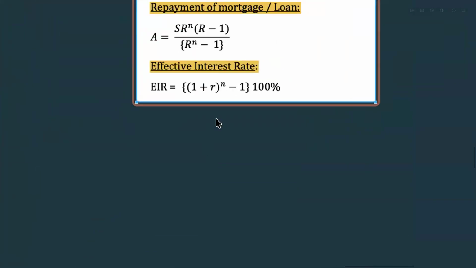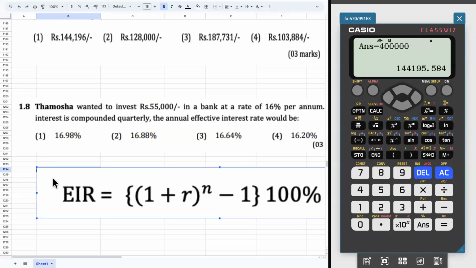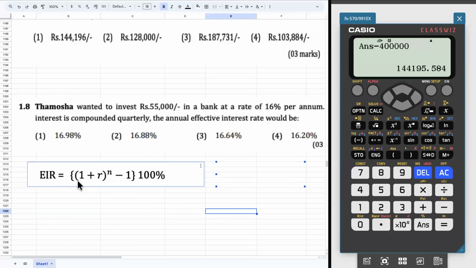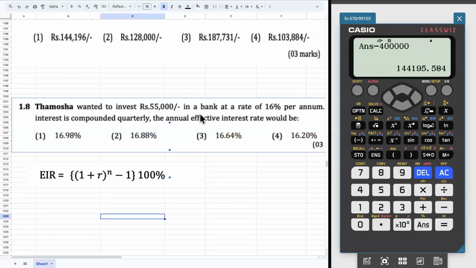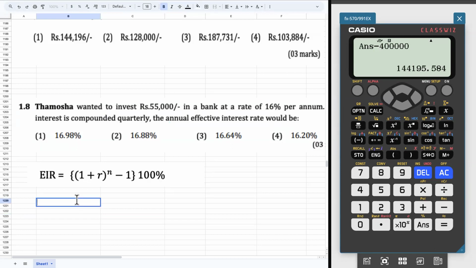It's here. It's actually in your exam paper, so you don't need to memorize it. Just utilize this in your examination. That's what they are expecting. But it is important, it is compounded quarterly. So you have to convert your annual interest rate into quarterly.